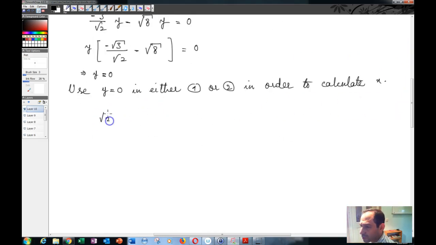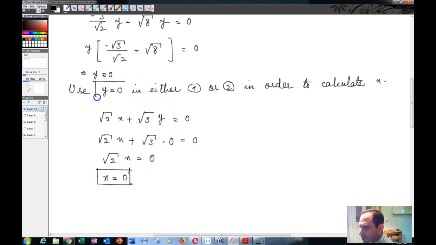Square root of 2x plus the square root of 3y is equal to 0. Now since y is equal to 0, so that is square root of 2 times x plus square root of 3 times y times 0 is equal to 0. So that means that the square root of 2 times x is equal to 0. That means that x is equal to 0. So that means that your y is equal to 0, and also x is equal to 0. Which is, I mean, I was expecting to get some values over here, but it seems that you just don't in the case of this problem.